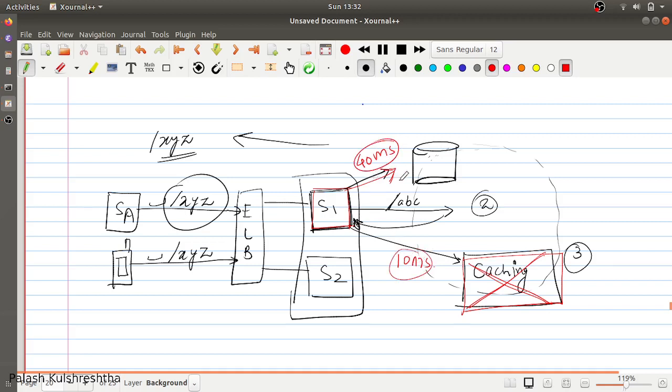So the time taken to retrieve data, or the API latency, will eventually increase, because earlier the time taken was 10 milliseconds, but now to retrieve that same data it is taking 40 milliseconds. So one of the disadvantages is that, at first hand, our time taken is going to increase.